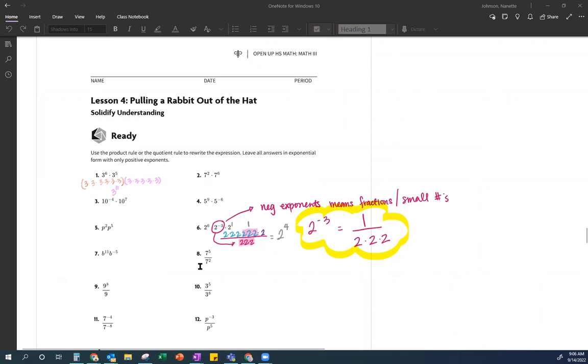Okay. Number 8, if you take this number 8 in exactly the same fashion, you'll see an area right here where they actually divide out to be the number 1. 2 times 2 times 2 divided by 2 times 2 times 2 leaves you with a 1. 2 divided by 2 is 1. So try this one: pause the video, try this one and see if you can come up with the right answer.